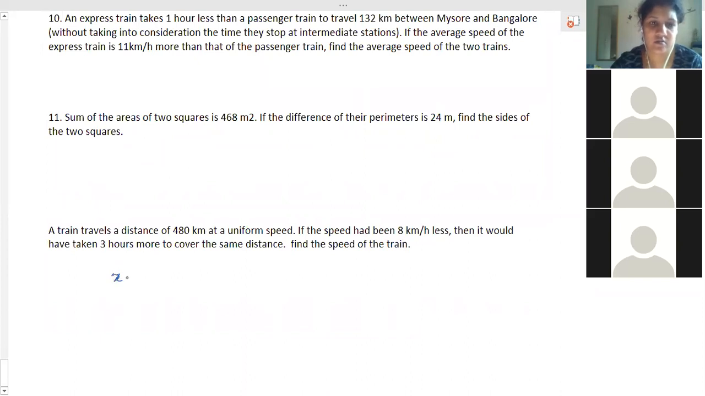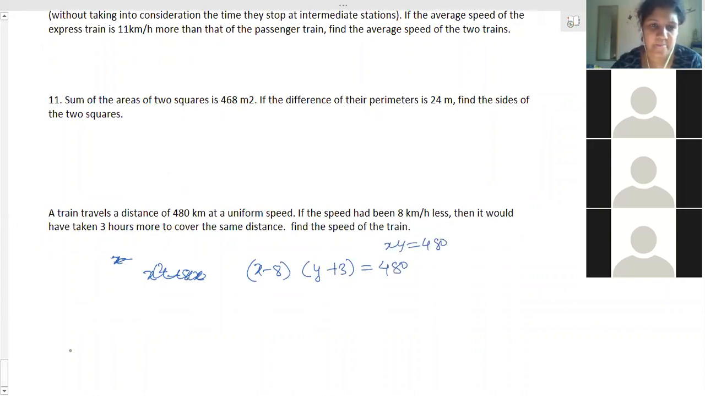The equation is x square minus 8x plus 3877. No, it's not 3877. So here it is x minus 8, and the time will increase by 3 hours. So the total distance remains 480 and xy is equal to 480. So xy plus 3x minus 8y minus 24 is equal to 480. The values of xy and 480 are the same, so 3x minus 8y is equal to 24.